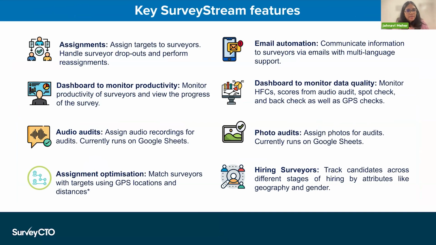There's also assignments optimization. So if the GPS locations of the surveyors and the areas which they have to survey are available, then using the principle of least distance traveled, we can match surveyors smartly to the areas that they need to survey or the particular targets that they need to get assigned to. Lastly, we also built out a feature for supporting with hiring, and this helps with tracking candidates across different hiring stages and also training.